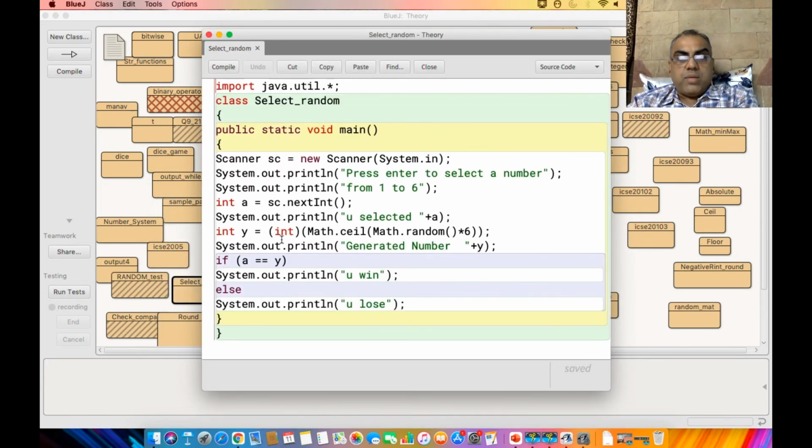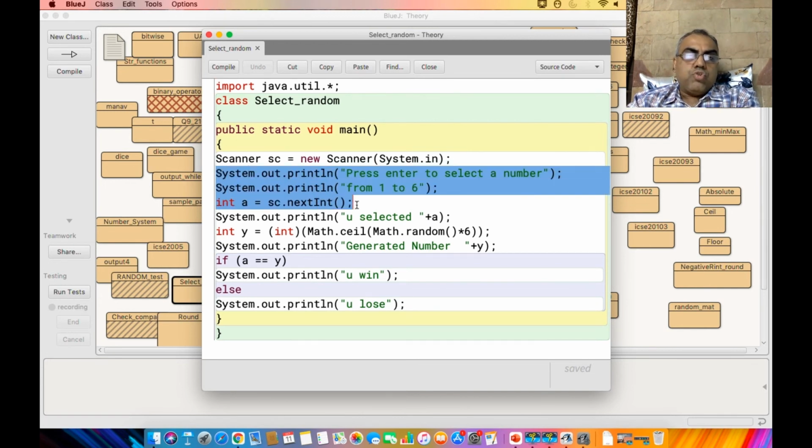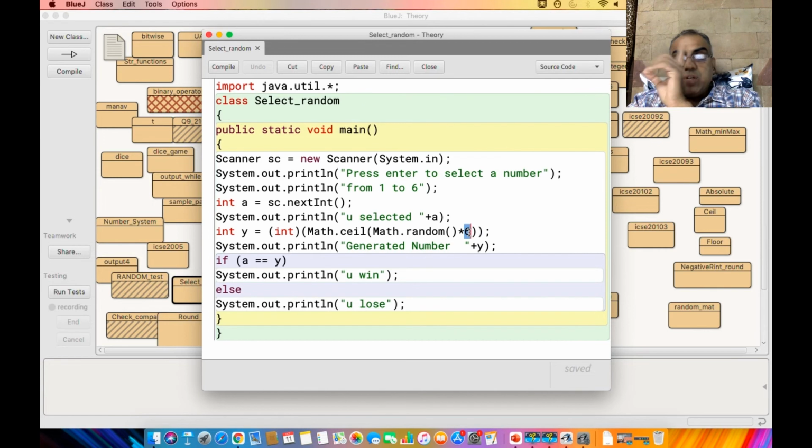So you look at this program. What is this program? Very simple program. I have asked the user to choose one number, and immediately I am printing what you have selected. Now I am taking a ceil of a number, alright, which is multiplied by 6. So whichever number, if you use ceil, it is always 1 to what number? So 6, since I am multiplying. So the last number computer will generate if I multiply by 6.